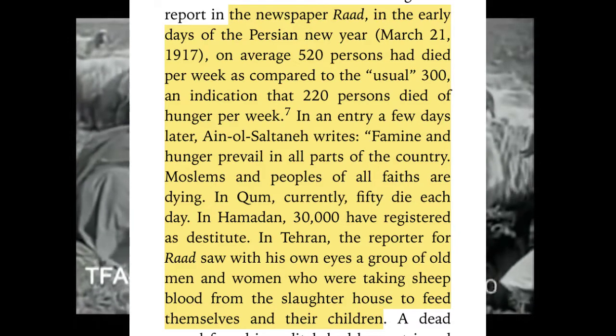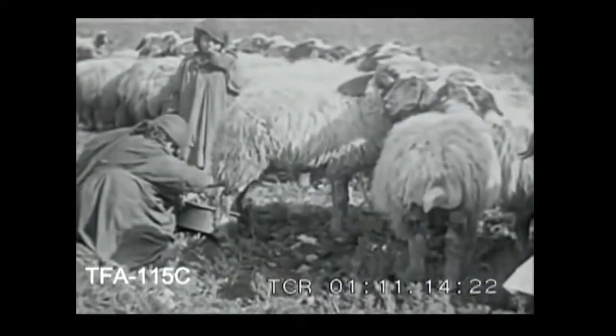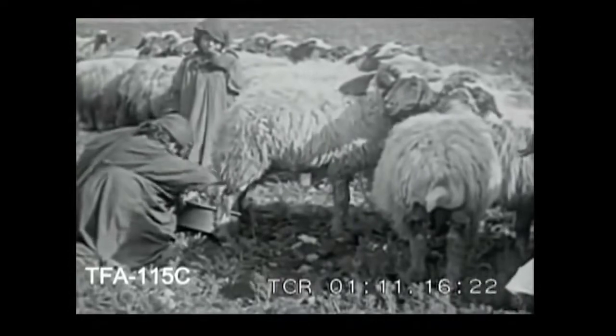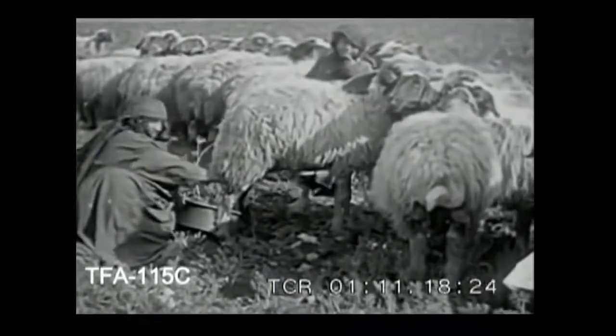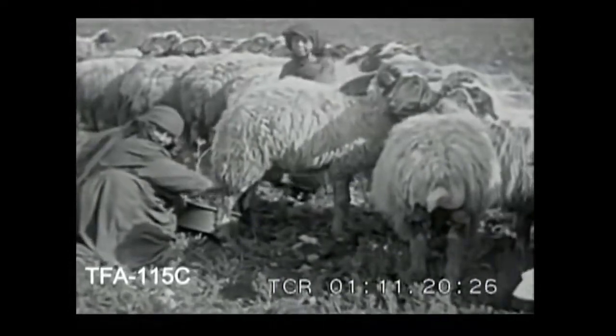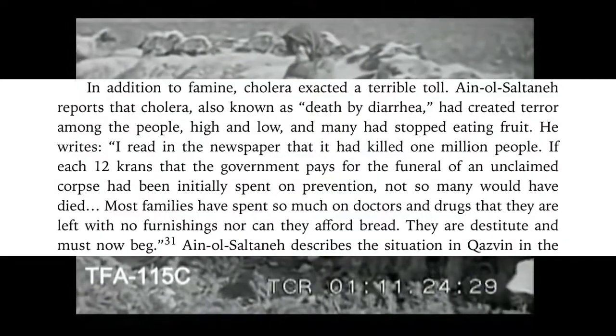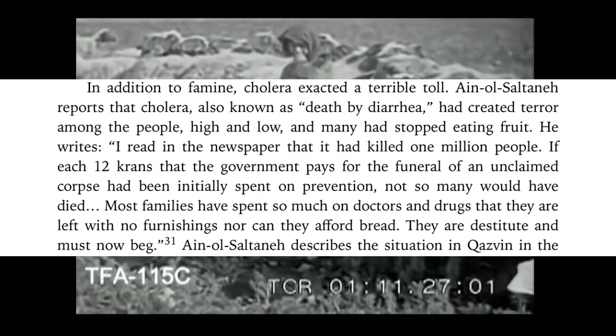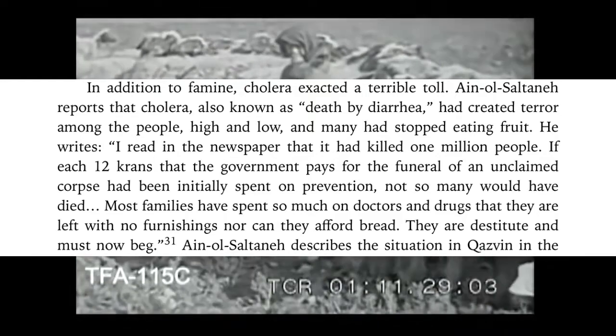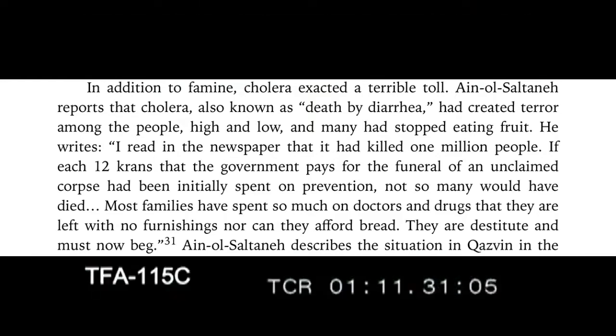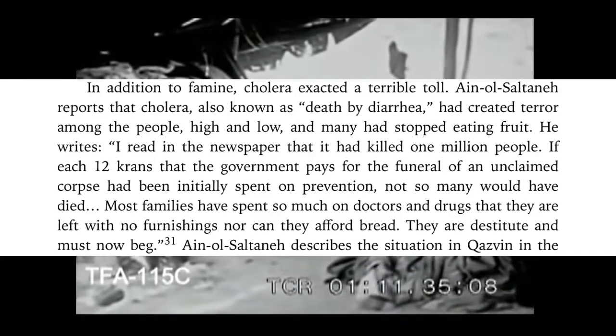The starvation was extremely brutal and began to kill large percentages of the population. And in addition to this brutal starvation, disease became widespread. In addition to famine, cholera extracted a terrible toll. Ain al-Sultanah reports that cholera, also known as death by diarrhea, had created terror among the people, high and low, and many had stopped eating fruit.